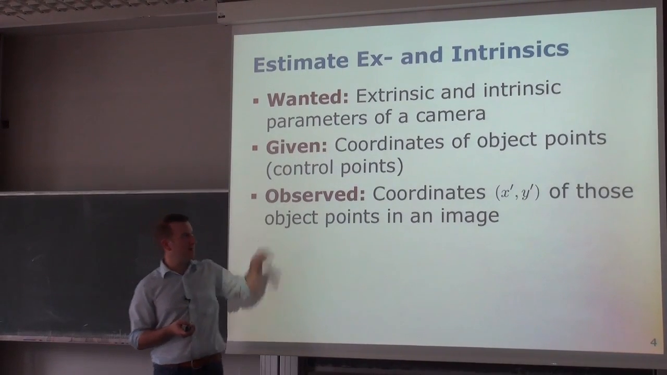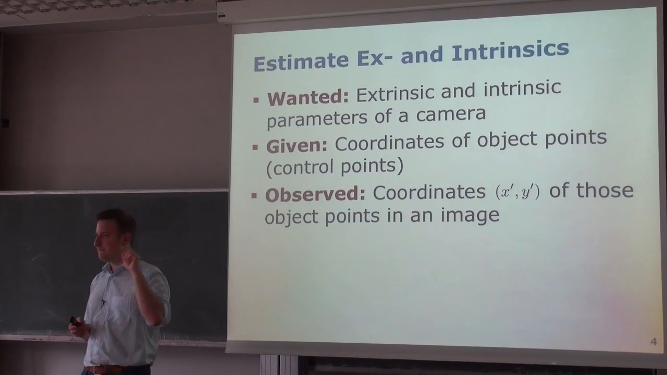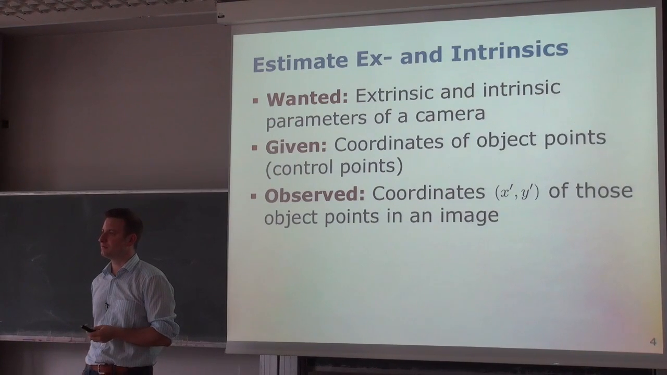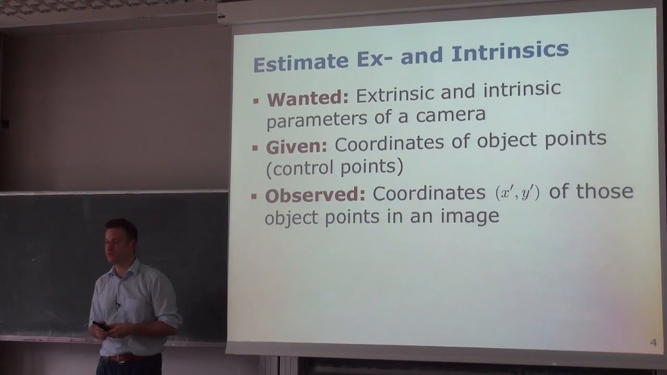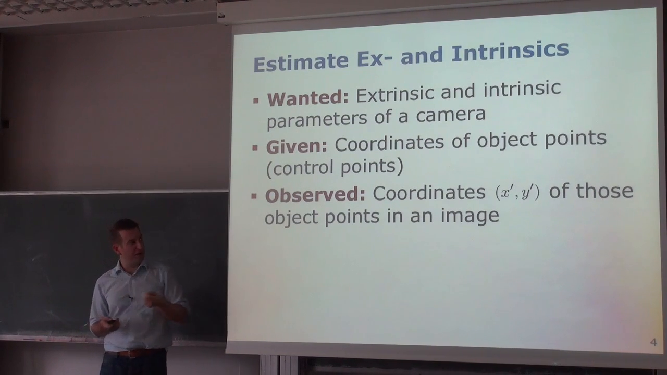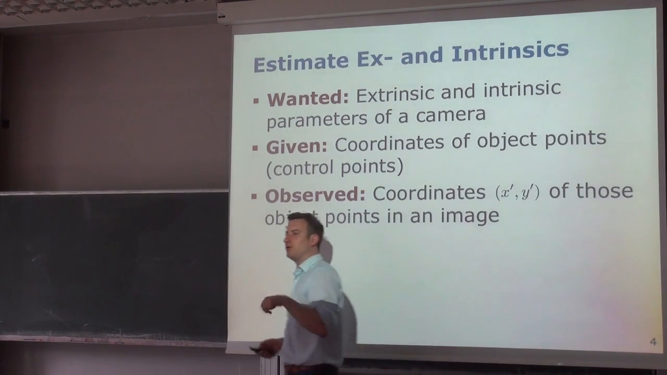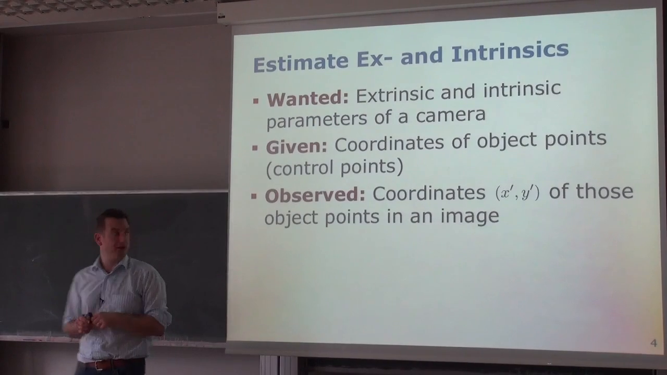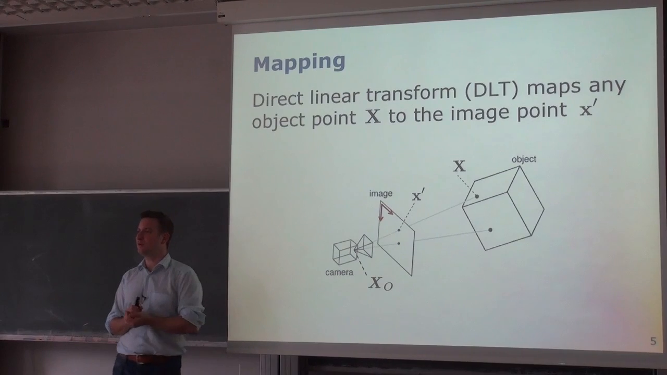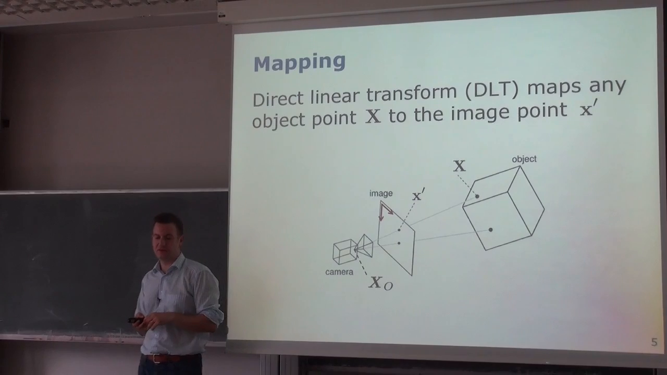And what I observe or what I measure are the XY locations of the pixel in my image that correspond to the objects for which I know their 3D coordinate. So basically, take pictures of a known object, and then I want to use this information of which pixel the objects have been mapped to in order to estimate the parameters of my camera. So the word direct linear transform was once used for this mapping process that we discussed last week, but it's also used for estimating the parameters of this process.